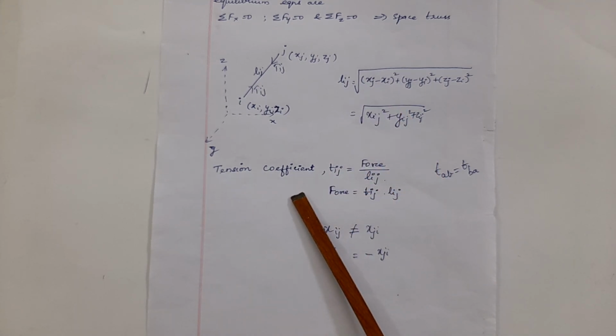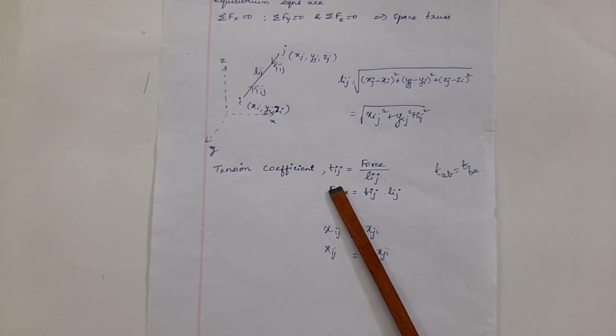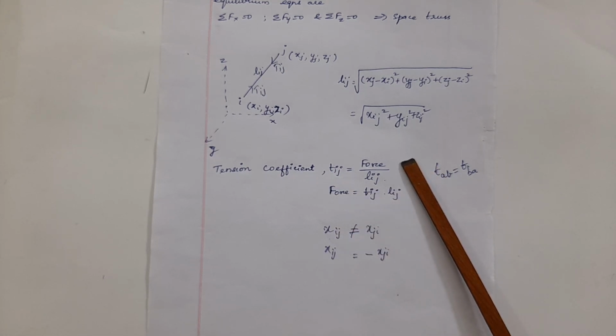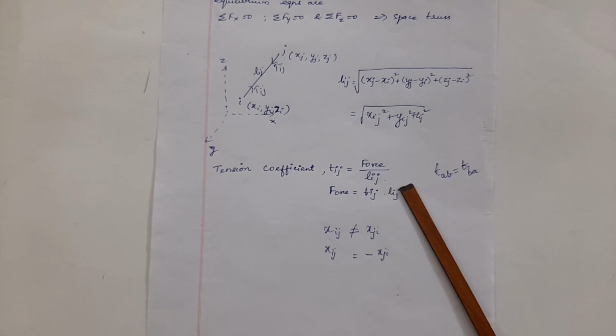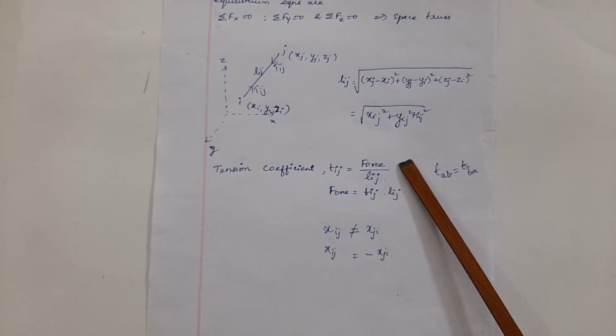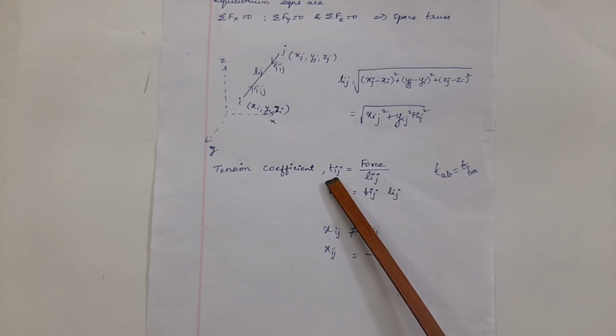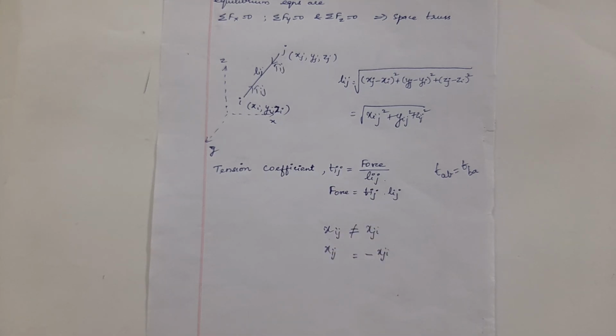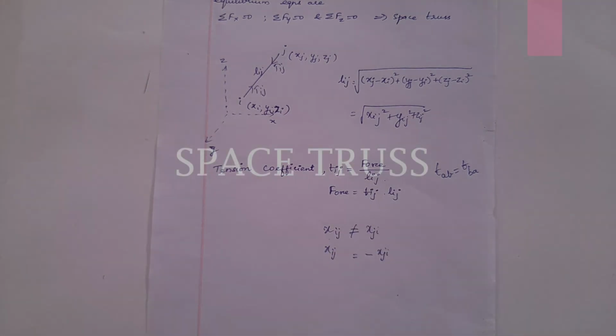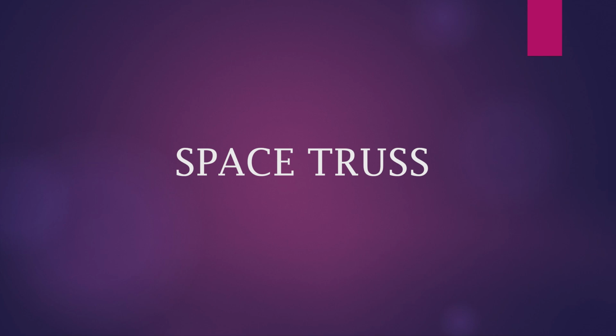Tension coefficient is denoted by tij. It is given as force in the member to the corresponding length of the member. To determine the force, I can find out the value of length and tension coefficient and multiply to get the value of force. Let me discuss some worked out examples.